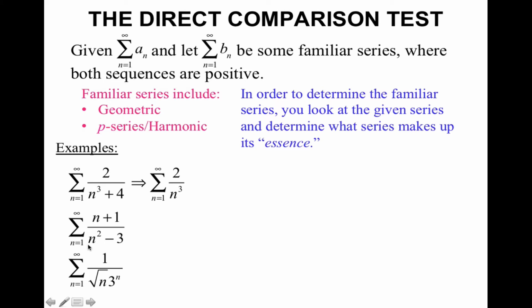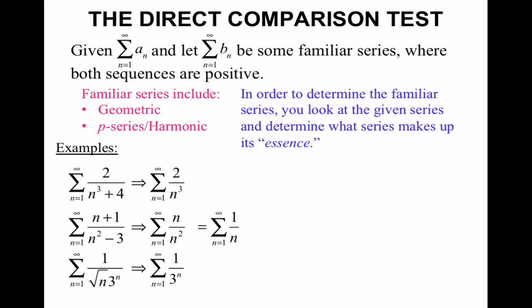I look at the next series, I would use the n over n squared as the familiar series. And in this specific case, we can go ahead and simplify this to get 1 over n, which is our harmonic series. And in our next one, the 1 over 3 to the nth would be considered our familiar series.